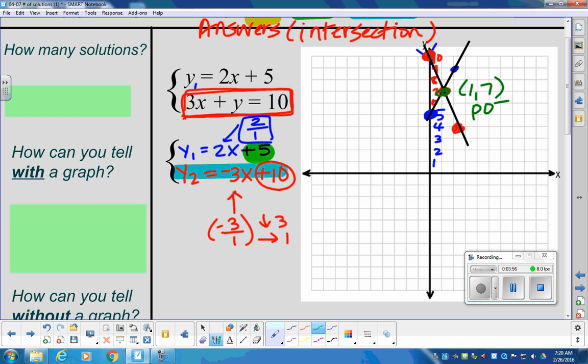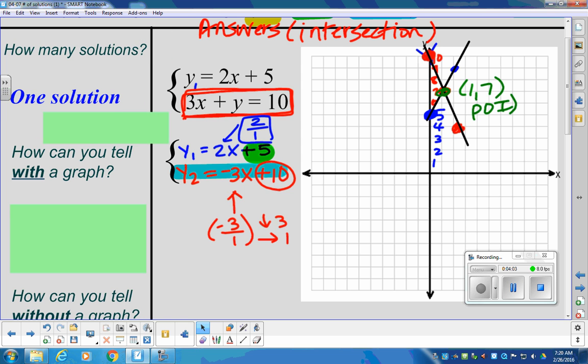That's the POI. So how many times do these two lines hit? They hit once. It's called one solution. One solution means they just hit once. And how can we tell in the graph how many times they hit? You look for an intersection. Do the lines intersect?